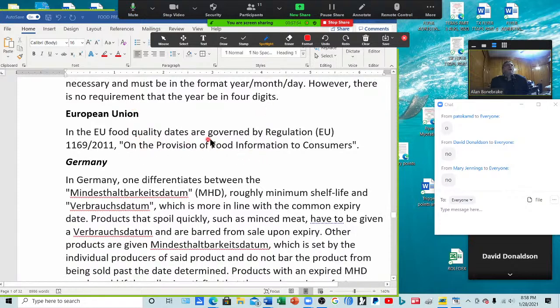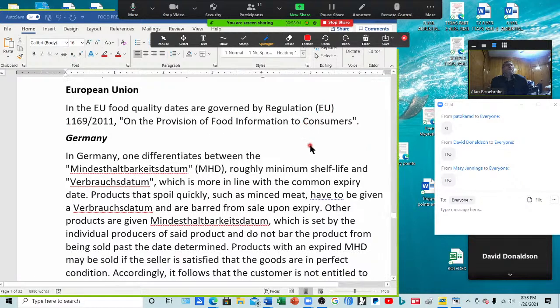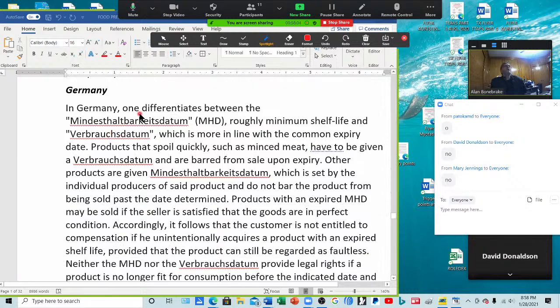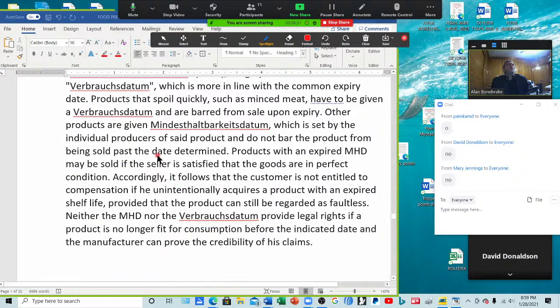The EU food quality dates are governed by the EU regulation of 2011 on the provision of food information to consumers. Germany, one differentiates between the MHD, roughly minimum shelf life, and the Verbrauchsdatum, which is more in line with the common expiry date. Products that spoil quickly, such as minced meat, have to be given a Verbrauchsdatum and are barred from sale upon expiry. Other products, with dates set by the individual producers, are not barred from being sold past the date determined.